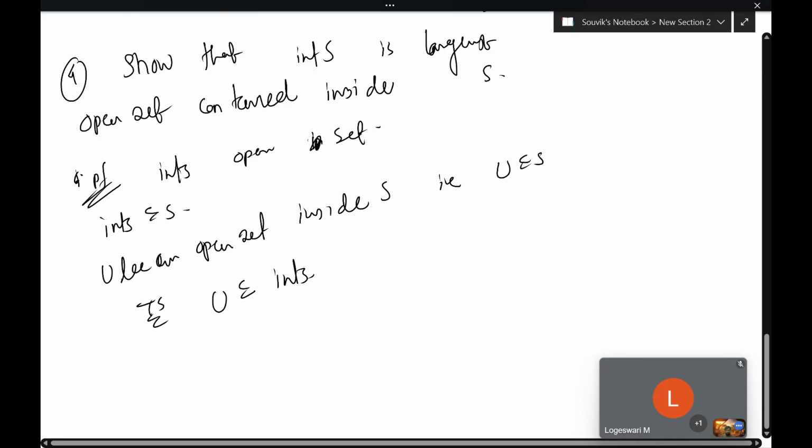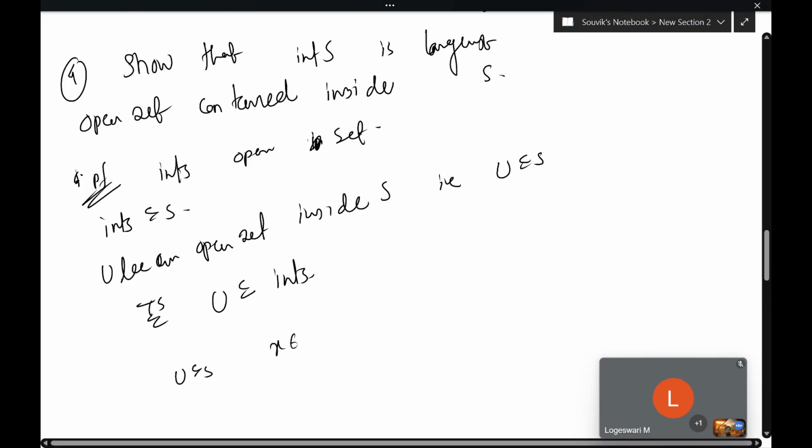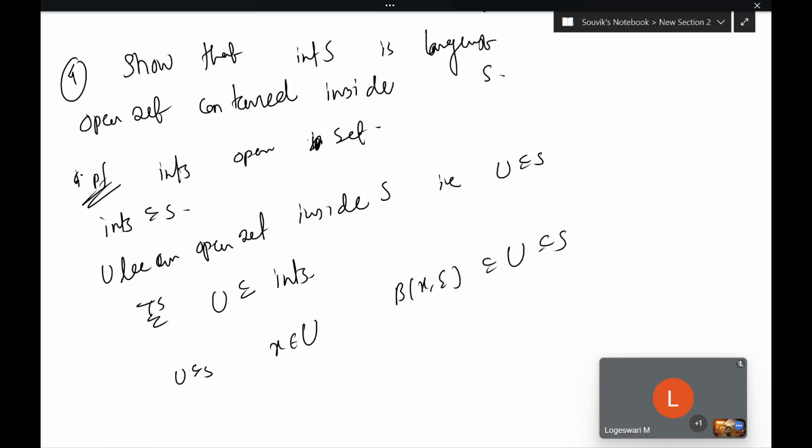Now that's obvious. Why? Because we already know that U is open, so if we take any x belongs to U, we will find some epsilon greater than 0 such that B(x, epsilon) subset of U subset of S. So B(x, epsilon) subset of S implies x belongs to interior of S. So U subset of interior of S. So interior of S is the largest open set contained inside S.